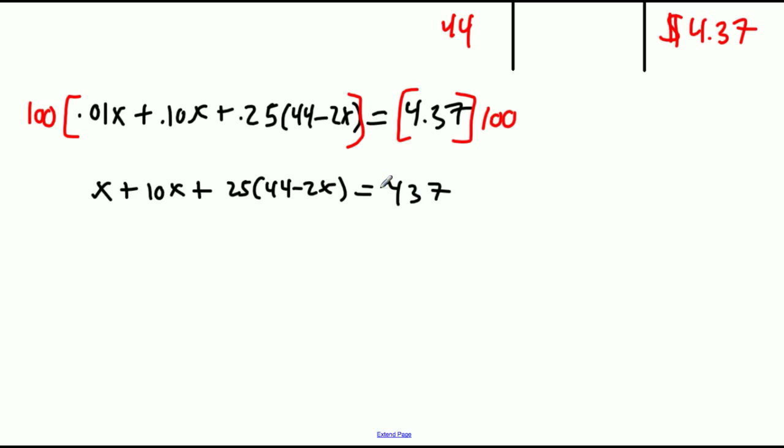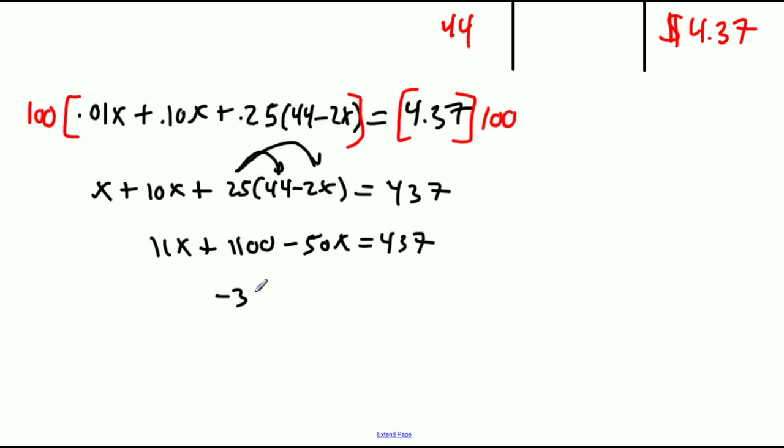Okay. So now let's go ahead and solve this guy here. I'm going to combine these guys and get 11x. I'm going to now do the distributive property. 25 times 44 will give me 1100. And 25 times negative 2x is negative 50x. 11x minus 50x is negative 39x, and then I add the 1100 equals 437.